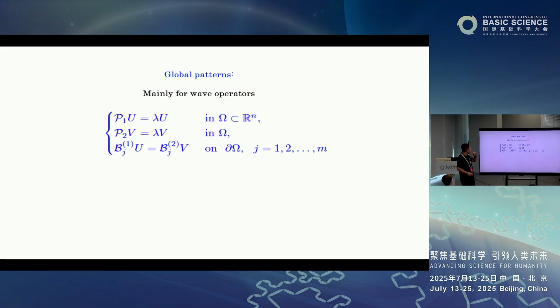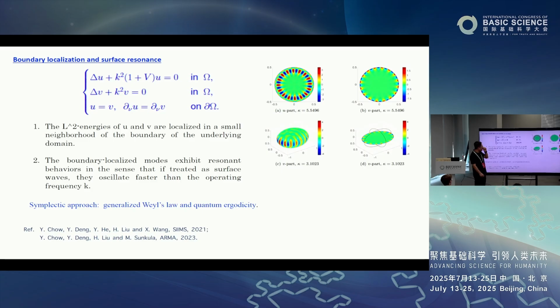Now I spend 10 minutes to talk about this global pattern, but that's mainly for the wave operator. The linear wave operator, even though we can consider nonlinear harmonic generation, but I postpone that. I consider this simple system. P1 and P2 are two partial differential operators. As P1 u is lambda u, P2 v is lambda v, we got this coupling, all right? And we prove that this is the simple argument system, and most of these eigenfunctions localize on the boundary. There are two energies. Right?